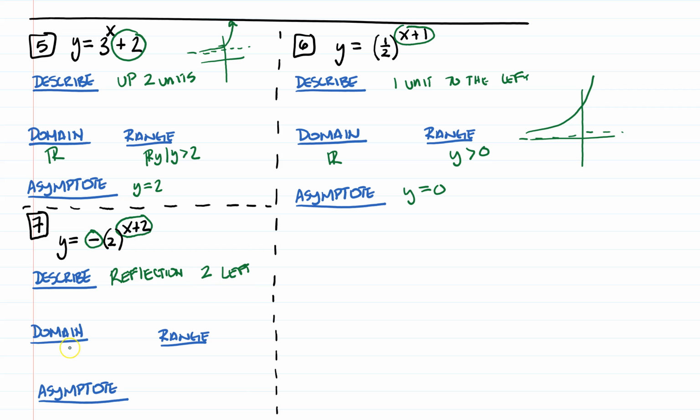The domain is still going to be all real numbers. But in this case, since my graph is now reflected and going down, my range is going to be y is going to be less than 0. And the equation is going to be y is equal to 0 for the asymptote. Okay, hope that all makes sense.